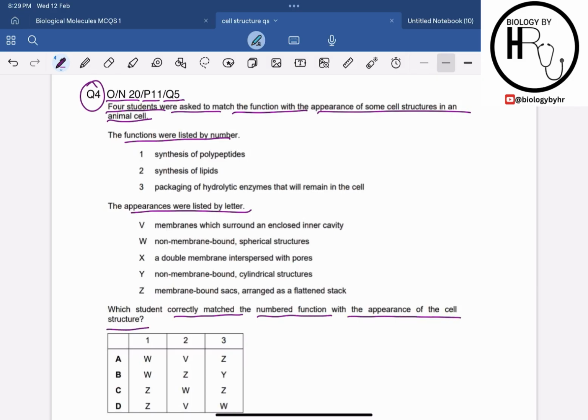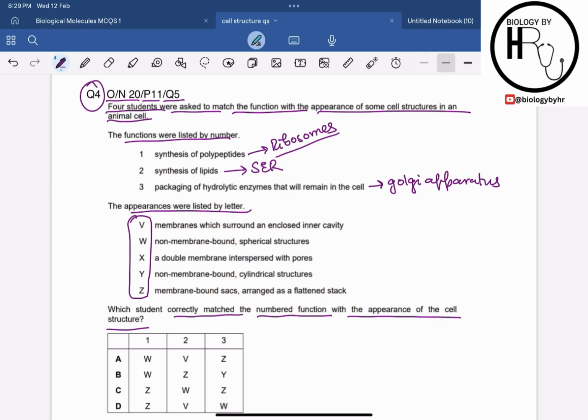Synthesis of the polypeptides, we know that it happens in the ribosomes. Now we have to look at the appearances and find which appearance matches the ribosome, right? Synthesis of the lipids happens in the smooth endoplasmic reticulum. Packaging of hydrolytic enzymes, I already told you guys that it happens in the Golgi apparatus, right?